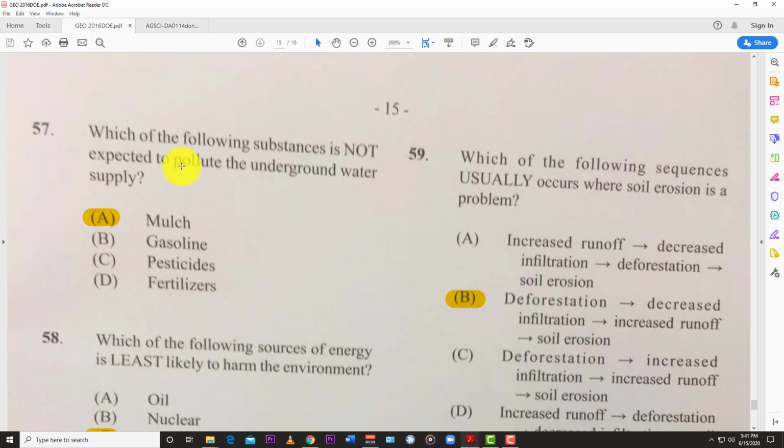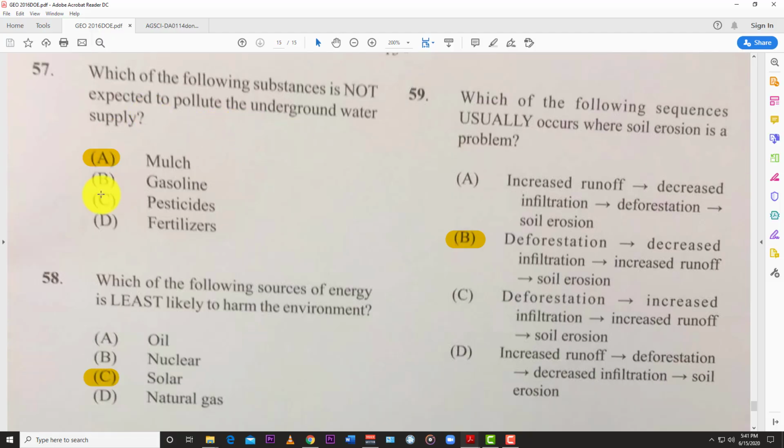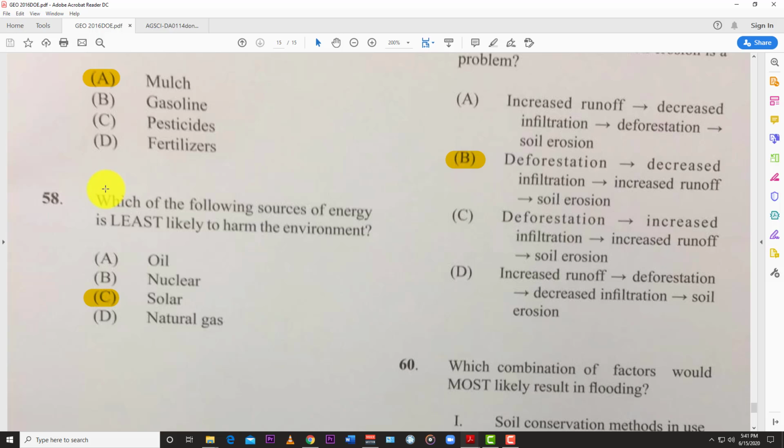57. Which of the following substances is not expected to pollute the underground water supply? And the answer is A, mulch. 58. Which of the following sources of energy is least likely to harm the environment? And the answer is C, solar.